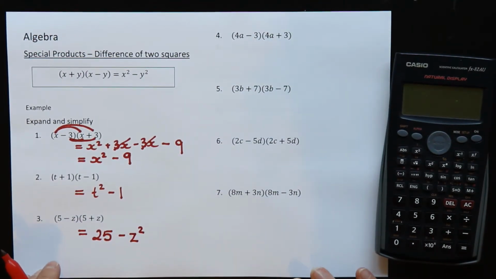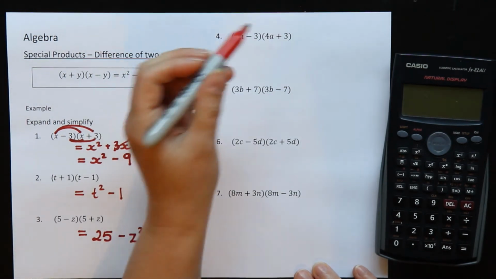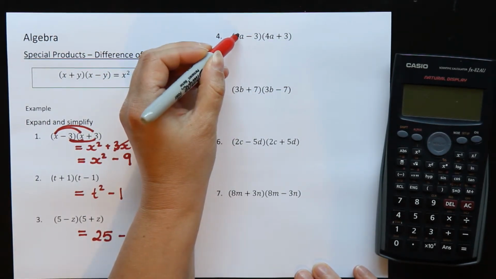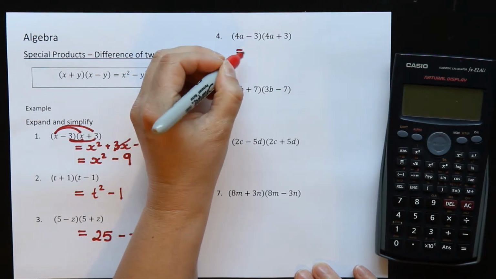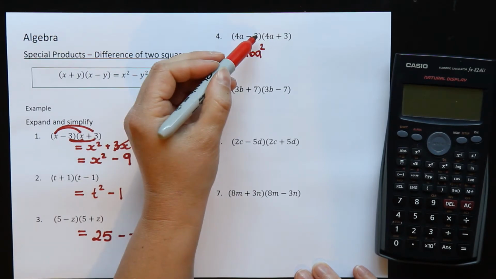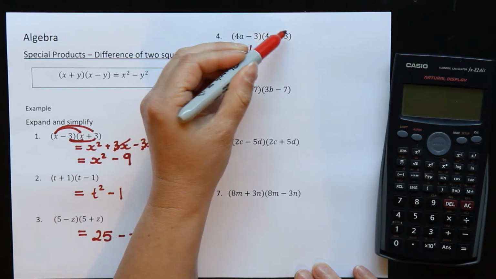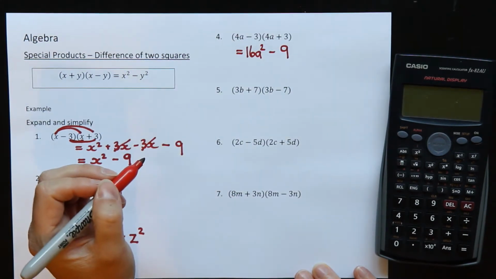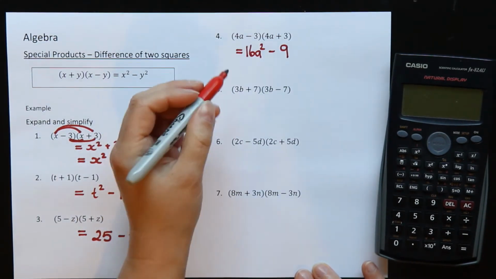Question 4. The brackets are the same, one's a minus, one's a plus. So we do 4a times 4a is 16a squared. And then we do the last ones. Minus 3 times plus 3 is a negative 9. We're just repeating this over and over.